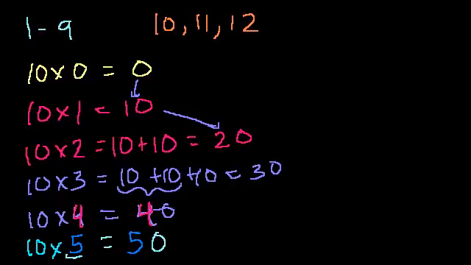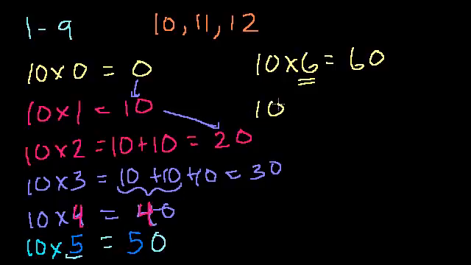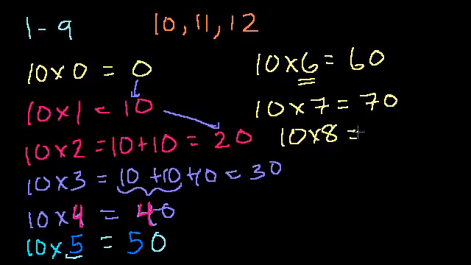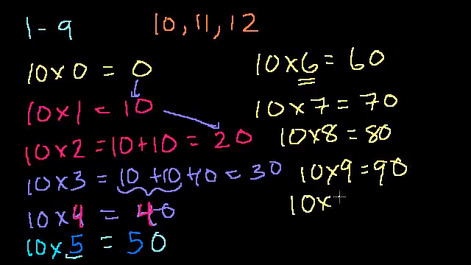So let's just keep going. What's 10 times 6? It's equal to 60. What's 10 times 7? 70. 10 times 8. This is almost ridiculous. 10 times 8 is 80. 10 times 9, 90. 10 times 10. Now this is interesting. 10 times 10.